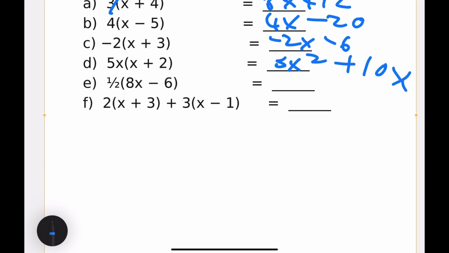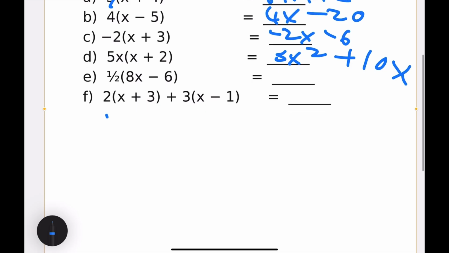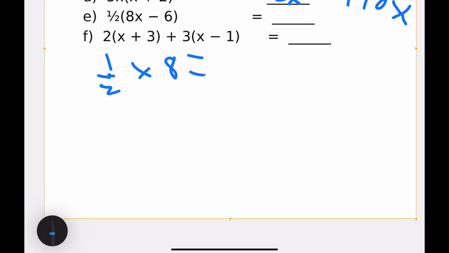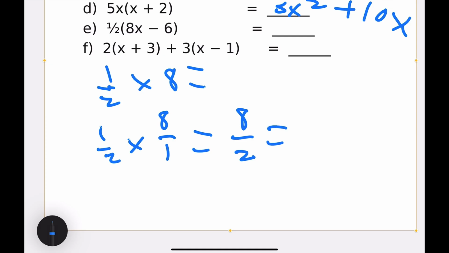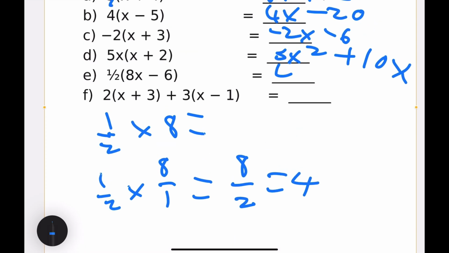Okay, so for part E, we have a half on the outside of the brackets. So we do half multiplied by 8x. If we do half multiplied by 8 to start with, and 8 is the same as 8 over 1, as 8 divided by 1 is 8, it becomes half multiplied by 8 over 1. That would become 8 over 2, and 8 divided by 2 is just 4. So it'd be 4x. You can do the same with minus 6 that way, but I know that minus 6 multiplied by a half is minus 3, as we are dividing it by 2. So the answer would be 4x - 3.